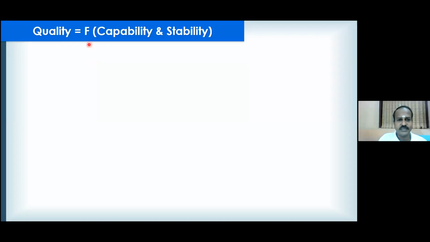Please understand, quality is a function of two things. One is capability, the other one is stability. I will easily help you understand both of these. What is capability? Your ability to meet customers' requirement.